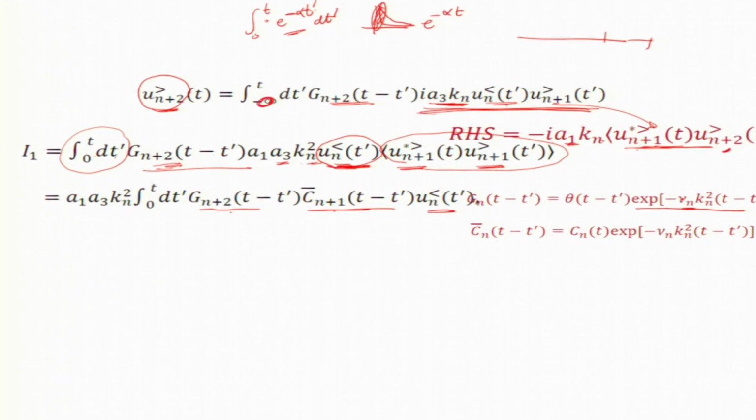So this nu n is a renormalized viscosity, or viscosity at k n. So nu n k n square (t minus t prime), this is the Green's function. And the correlation function, the time dependence is exactly the same as this, nu k n square (t minus t prime). You can easily check that nu n k n square has the dimension of inverse time, okay.